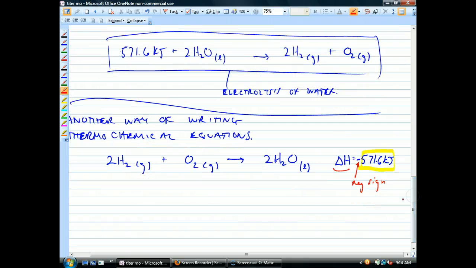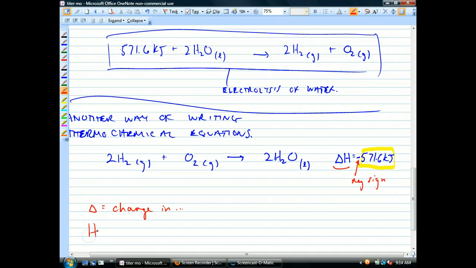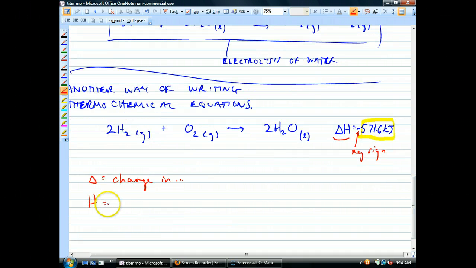So what is delta H? Well, we know that delta just means change. So what is H? That's the question. H is a new property called enthalpy. Well, it's a new property for you, probably. It's called enthalpy.